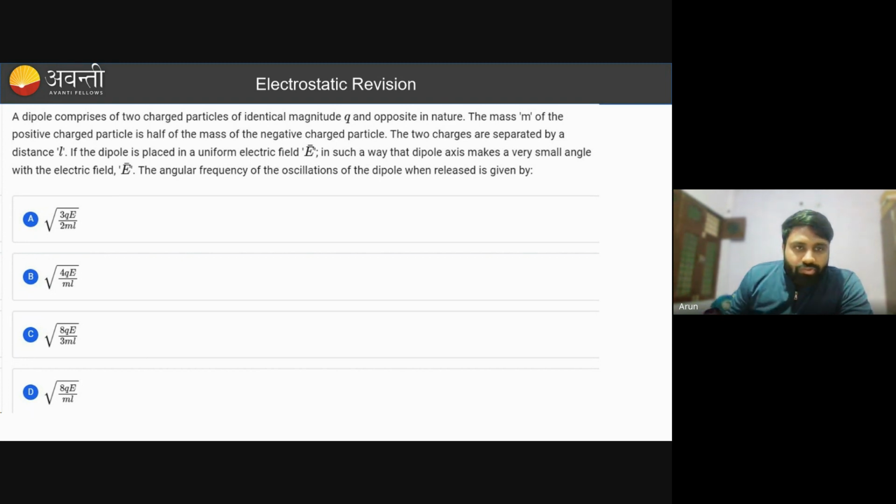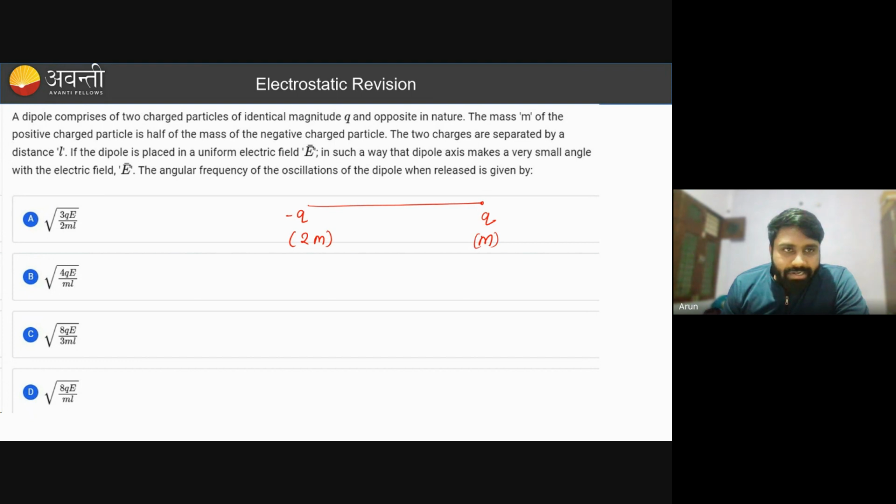Okay. So in this question, firstly, we will try to note what is given. There are two charged particles, identical magnitude Q, opposite in nature. Let's say minus Q and plus Q. The mass M of the positive charge particle is half of the mass of negative charge, which means negative charge has mass 2M. If the mass of negative charge is 2M, the positive charge has half of this mass, so it will be M.